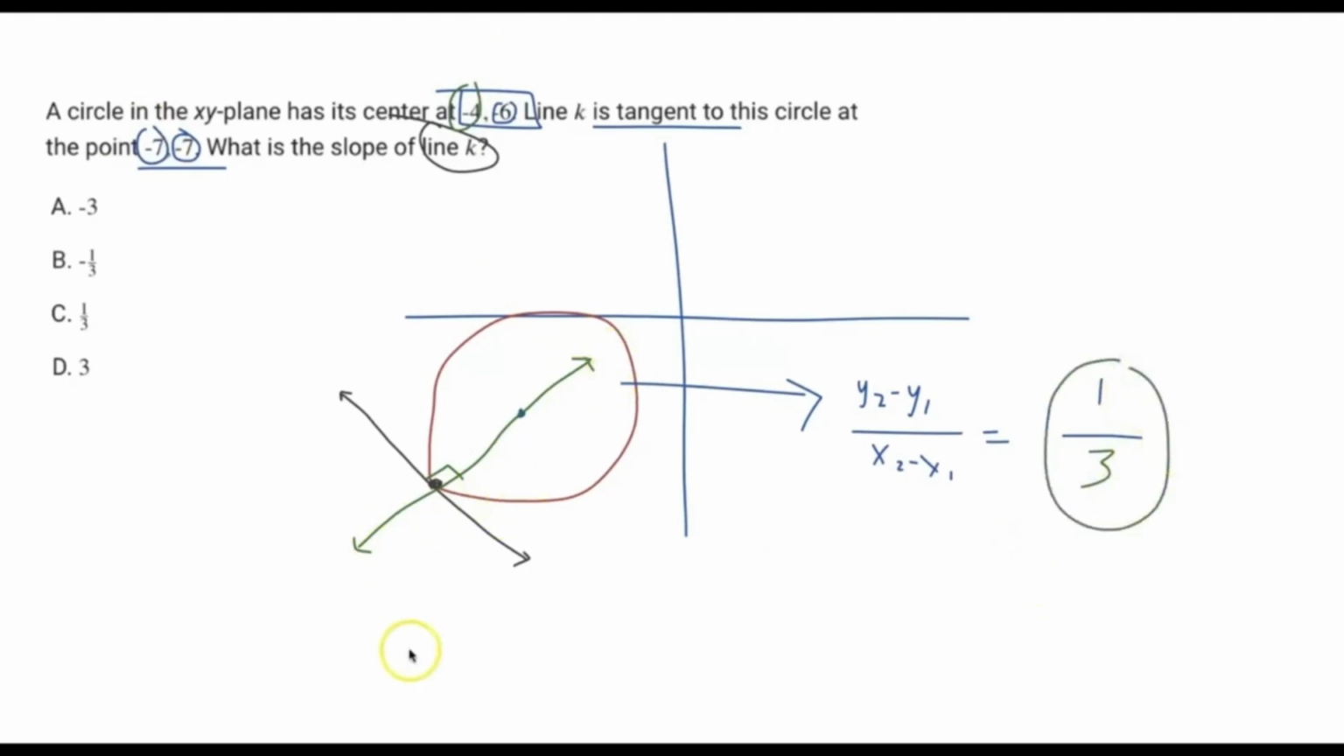Which makes sense because if you look at the diagram, it is going to be positively linear, and therefore a positive slope as 1/3 makes sense. So then what is the slope of line K? Well, we just need to take the opposite reciprocal, and the opposite reciprocal here is going to be -3. And therefore our answer choice is going to be A.